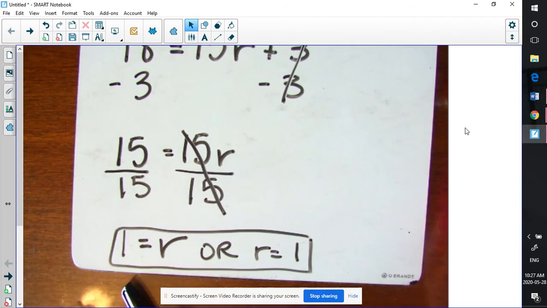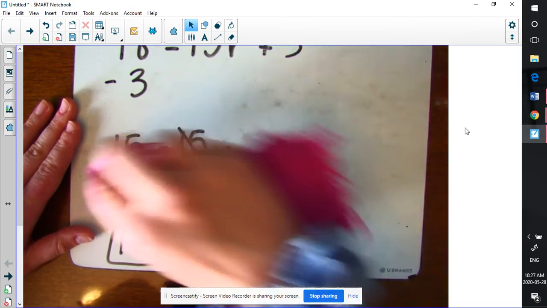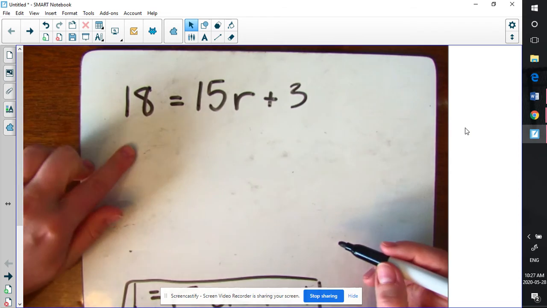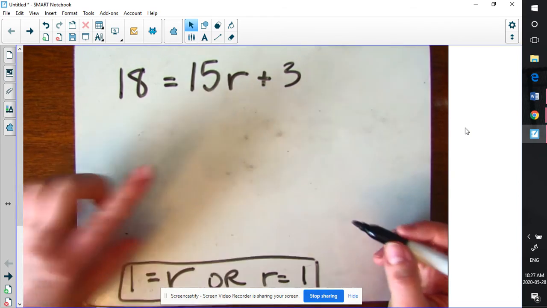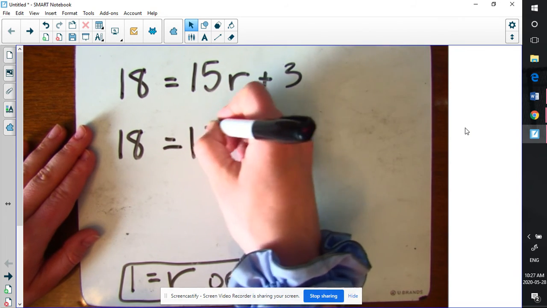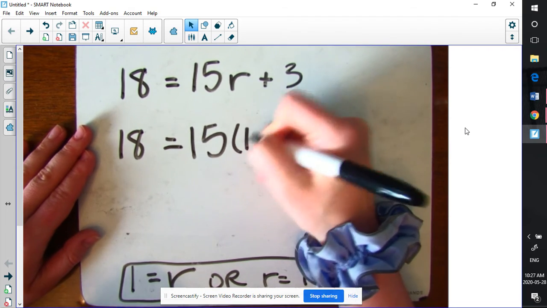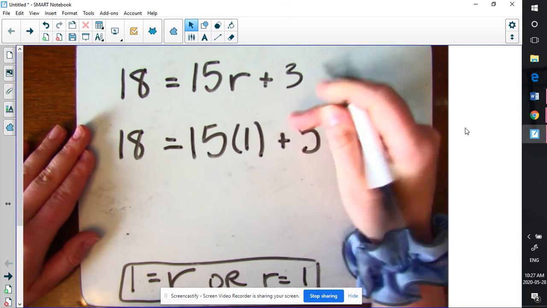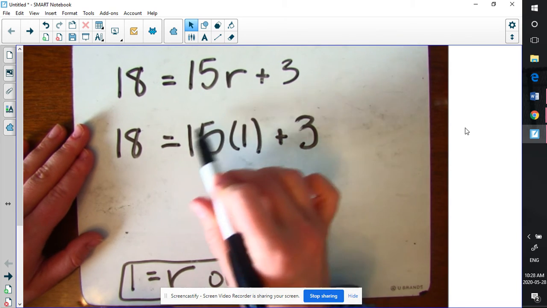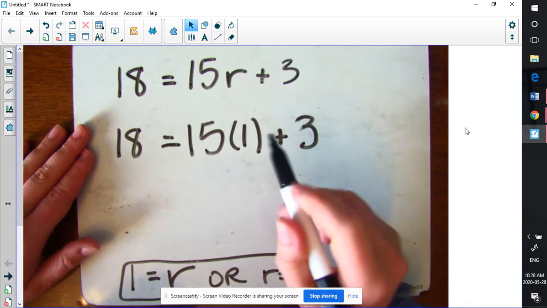Let's substitute and make sure that this is right. So I'm going to take my original equation and I'm going to put 1 in the place of r. So I'm going to write 18. I'm going to keep the equals, going to keep the 15. Now instead of writing r, I'm going to put 1 in brackets. Plus 3. So following BEDMAS, I have to start here because this is multiplication and this comes before addition.